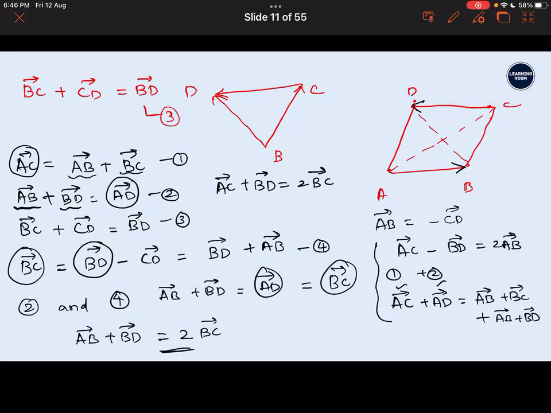So here the advantage is, what I can say is BC vector and AD vector are the same. That's what we have proved. Now what I can do is, this BD vector will come to the left hand side as minus BD vector, equal to AB vector plus AB vector, which is 2 times AB vector. So that's what they asked us to prove.